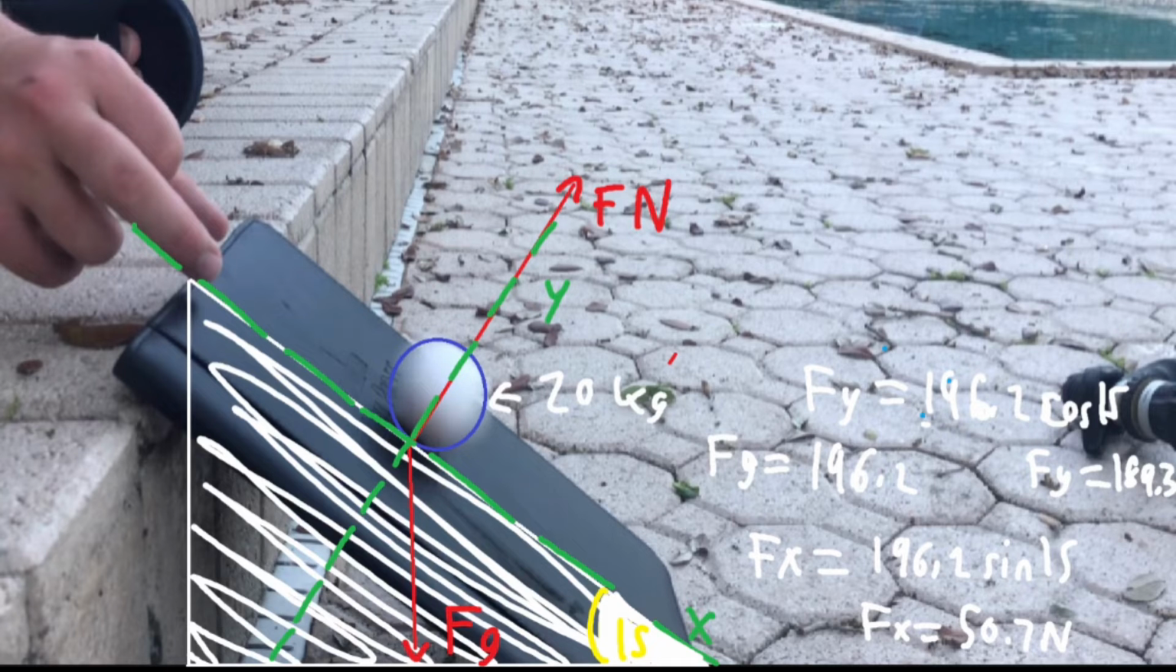196.2. To find out the forces in the x and y planes, we can plug them into a sine and cosine equation, the sine being our x-axis in this graph and the cosine being our y. That gives us 50.7 newtons of force and 189.3 newtons of force. All these forces act together to move the egg down the ramp.